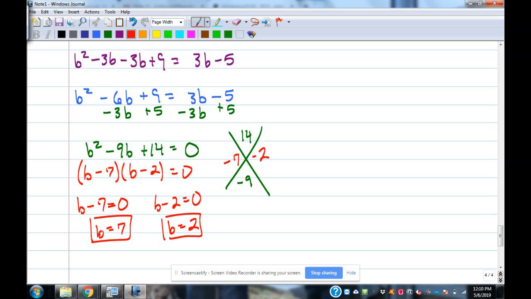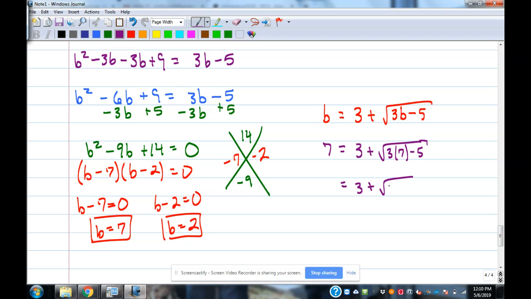I need to go back to the original and try that to see if that's going to work. So the original was b equals 3 plus square root of 3b minus 5. So I'm plugging in the 7. We'll work that out. So the question is, 7, does that equal 3 plus the square root of 3 times 7 minus 5? Well, that's 3 plus the square root of 21 minus 5, which is 16. And that works. 3 plus 4, 7. That works. We'll check the other one.